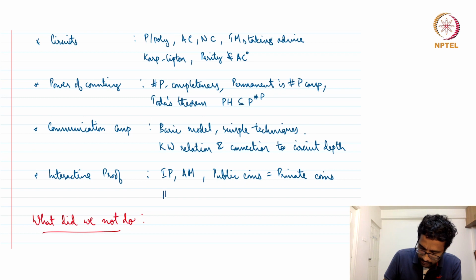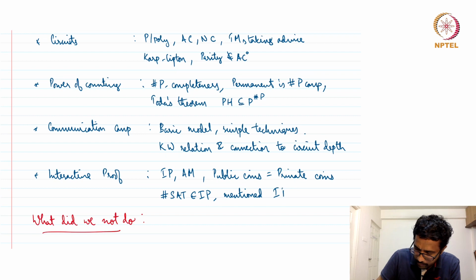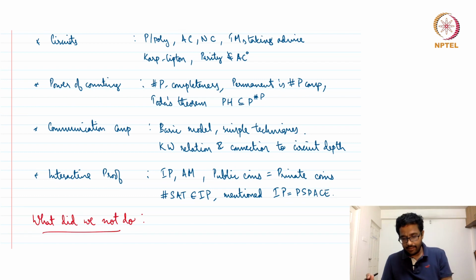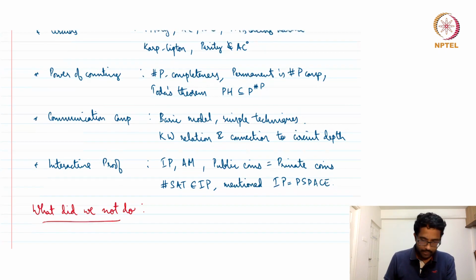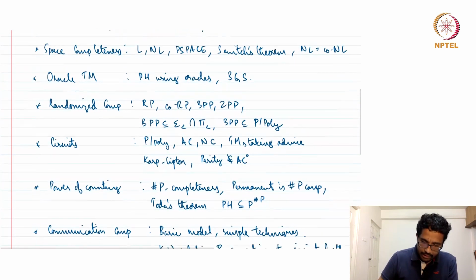Then we saw that SharpSat is in IP, and I also gave the outline of IP equal to PSPACE, even though we didn't really see the proof in full detail, but most of the details were similar to the SharpSat is contained in IP proof, right? So these are the high level ideas of what we did.